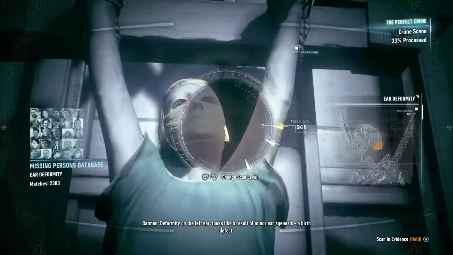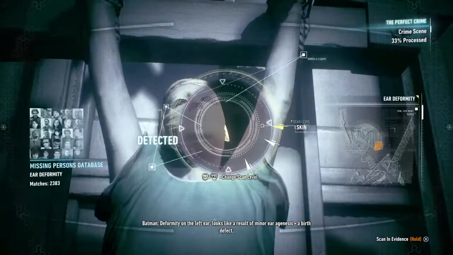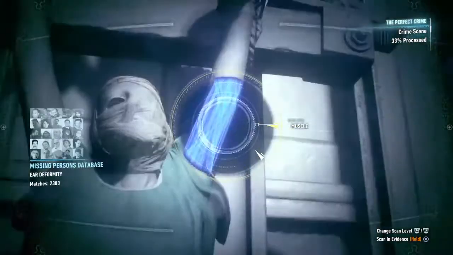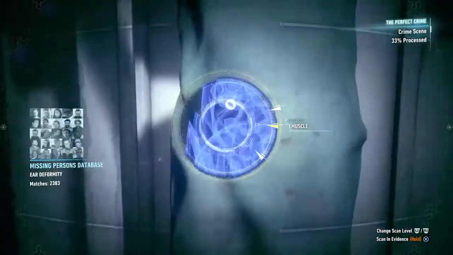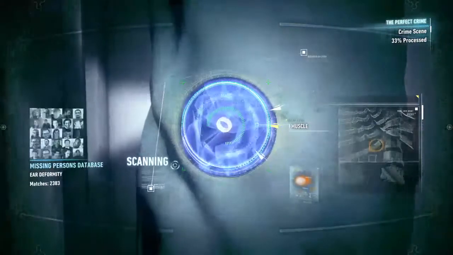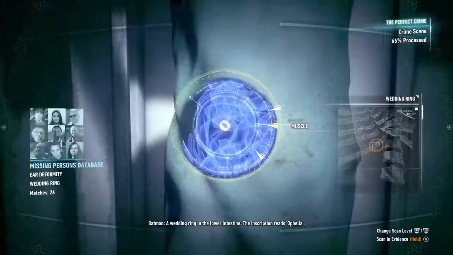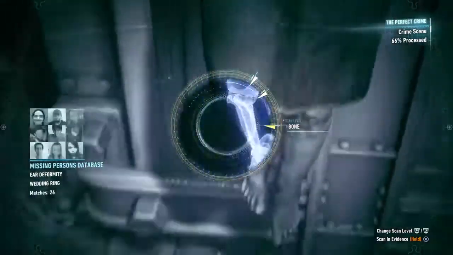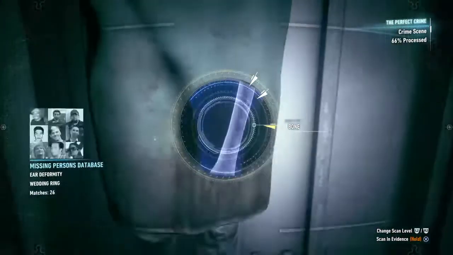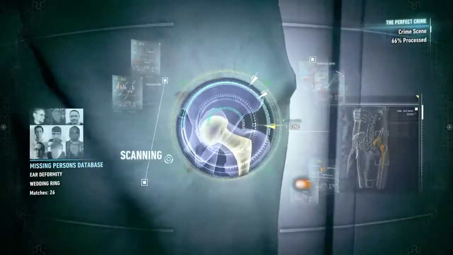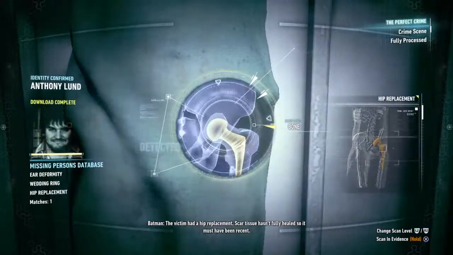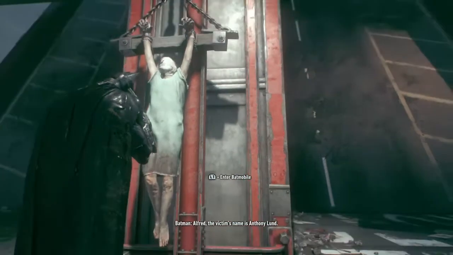Deformity on the left ear. Looks like a result of minor ear agenesis, a birth defect. A wedding ring in the lower intestine. The inscription reads, Ophelia. The victim had a hip replacement. Scar tissue hasn't fully healed, so it must have been recent. Alfred, the victim's name is Anthony Lund.